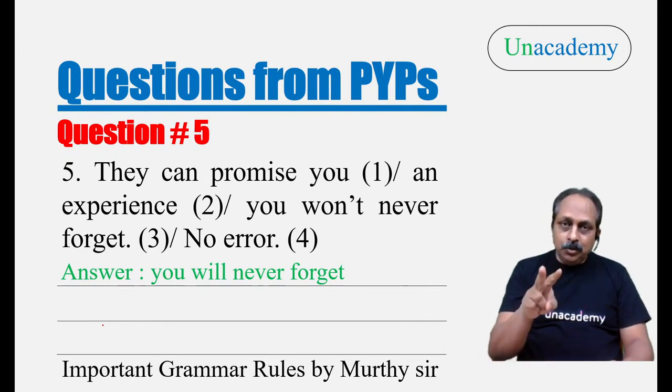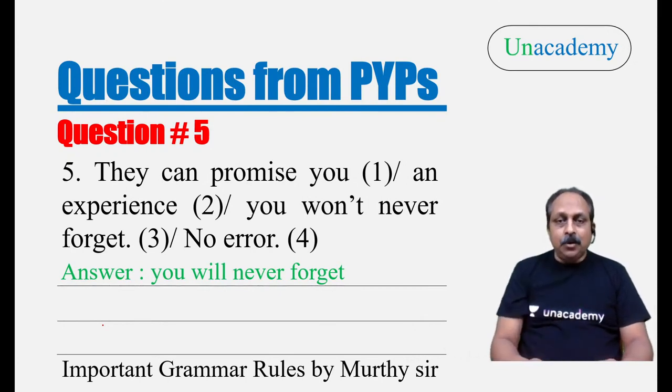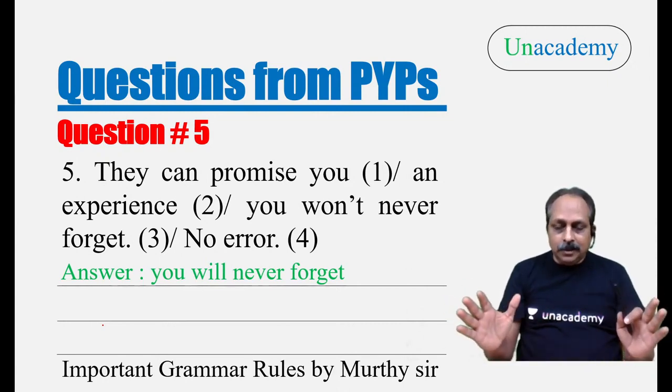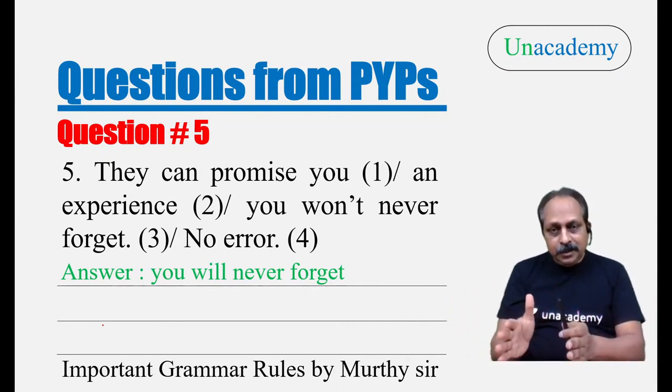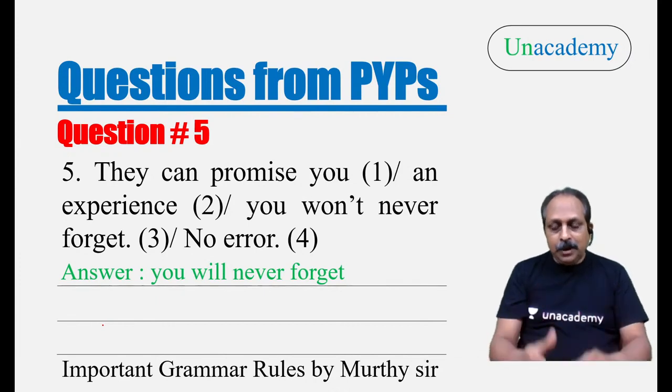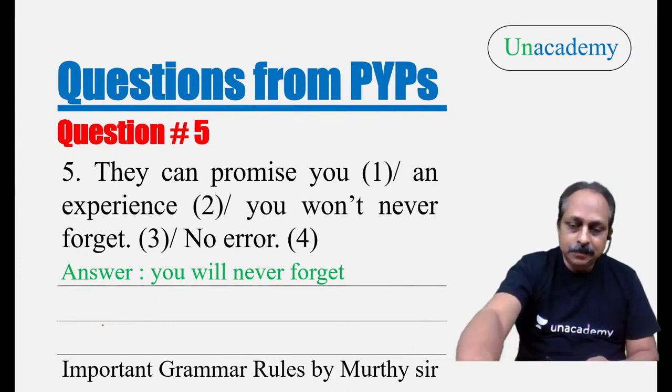You cannot use two negative words in the same clause. You will never forget. You can also say they can promise you an experience you won't forget. That is also right. You can say you won't forget or you will never forget. Either way, it is correct.